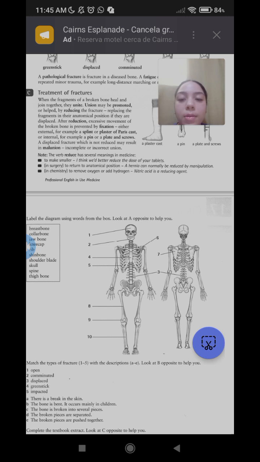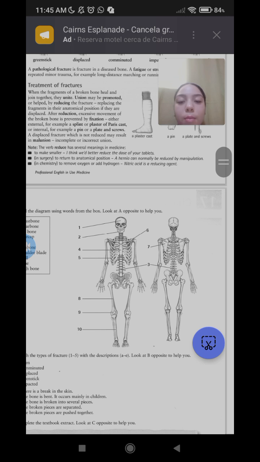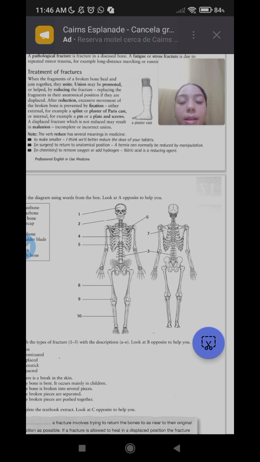Note the word reduce has several meanings in medicine. To make smaller, as when the doctor reduces the dose of your tablets. In surgery, to return to anatomical position: a hernia can normally be reduced by manipulation. In chemistry, to remove oxygen and/or add hydrogen: nitric acid is reduced.